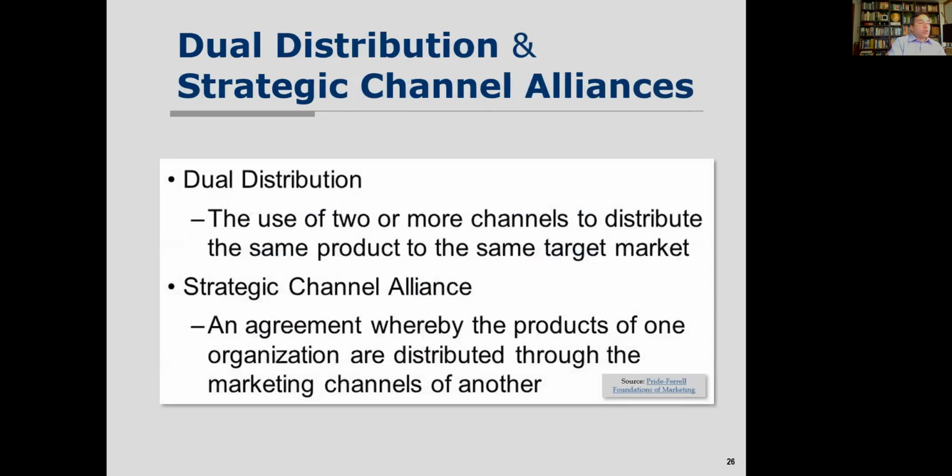Dual distribution is the use of two or more channels to distribute the same product to the same target market. This dual distribution, as I mentioned, has challenges with respect to possible channel conflict. And then strategic channel alliance, where the products of one organization are distributed through the marketing channels of another. One example of strategic channel alliance is Samsung phones or Huawei or LG being sold through the telecoms. So SK and KT in Korea selling Samsung phones. That's a strategic channel alliance. Samsung is the producer and it distributes through these telecoms.